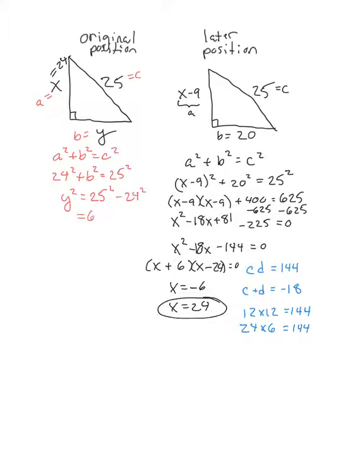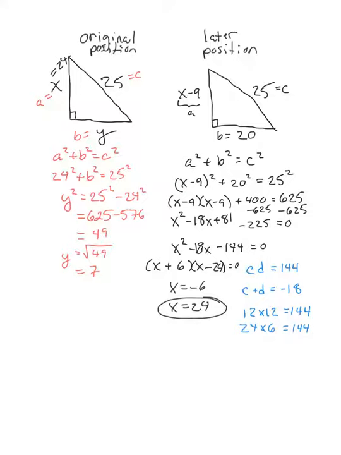25 squared is 625. 24 squared is 576. And the difference there is 49. And so y is equal to the square root of 49, which is equal to 7. So that is the second way you can solve this problem.